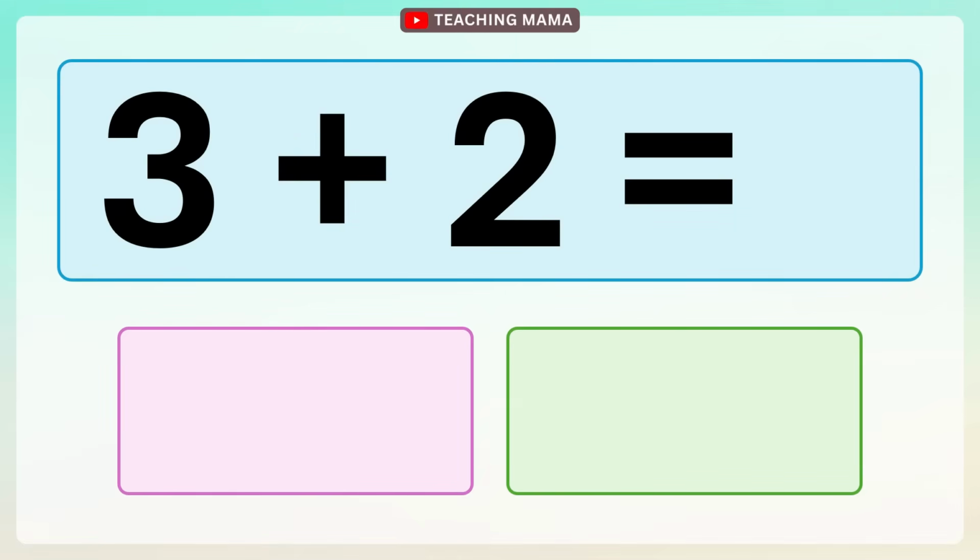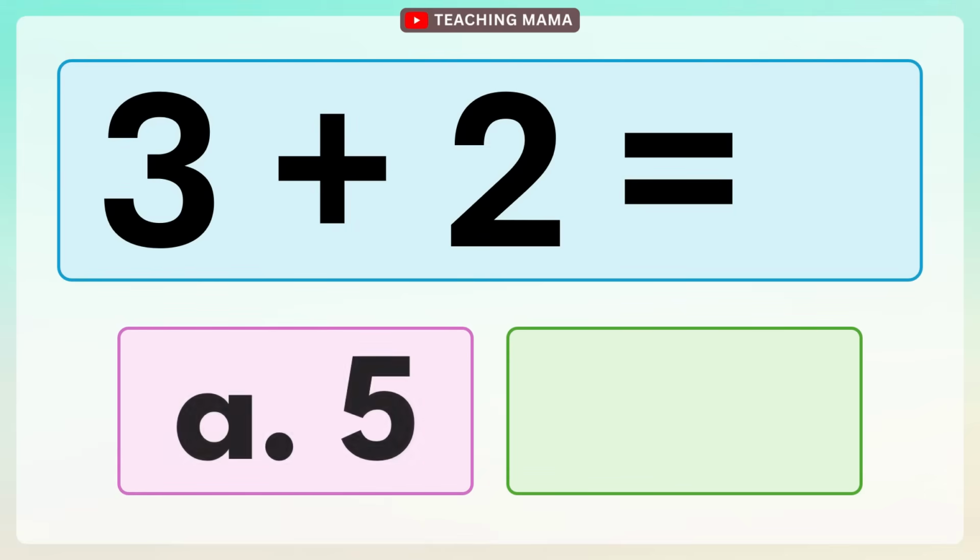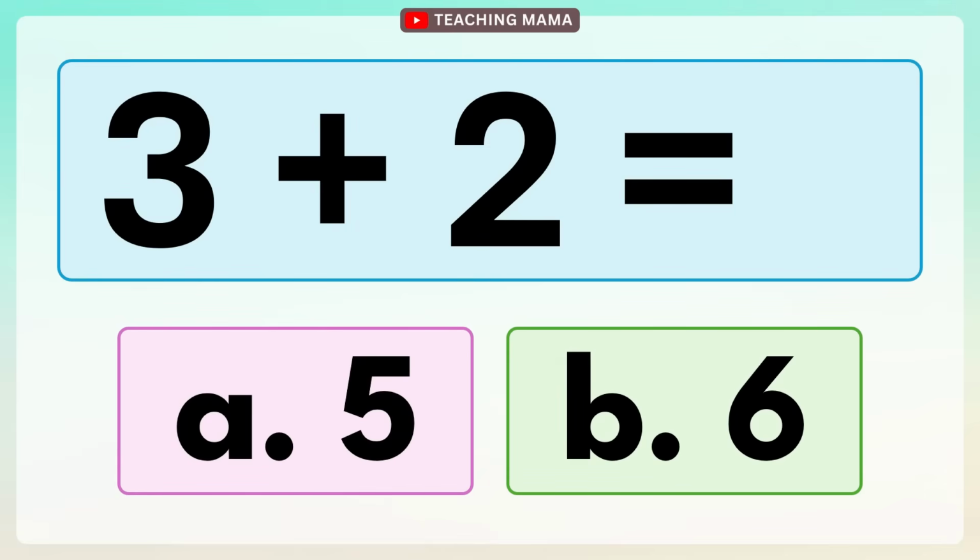Three plus 2 equals A. 5 B. 6. What is the answer? A. 5.